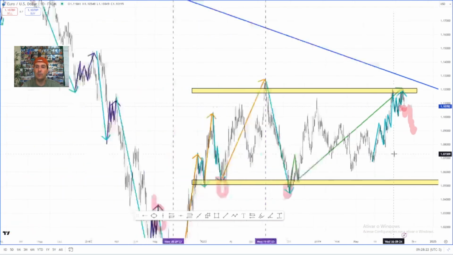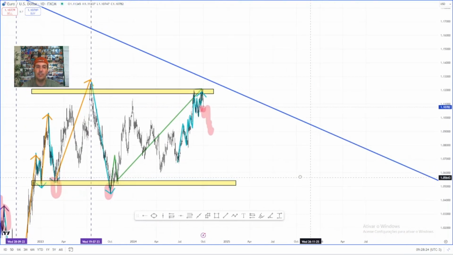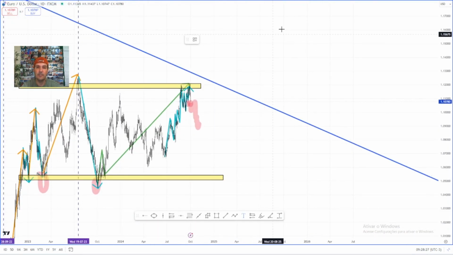Alright, so on the daily, decision on the daily. Sell or buy, right? Sell. We have the trend to sell, we have the consolidation.